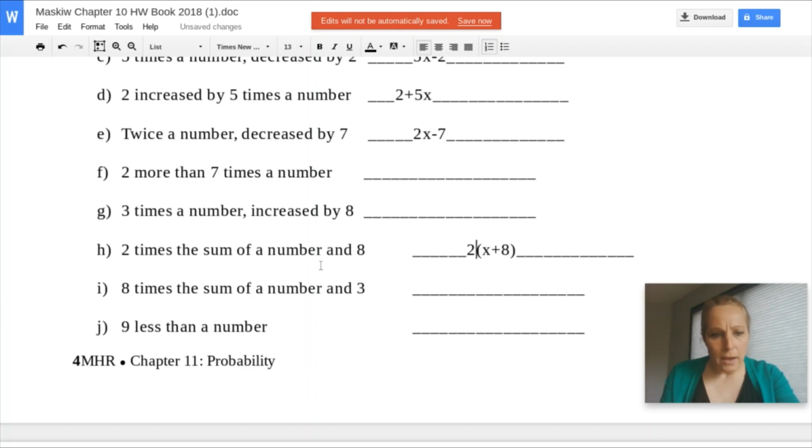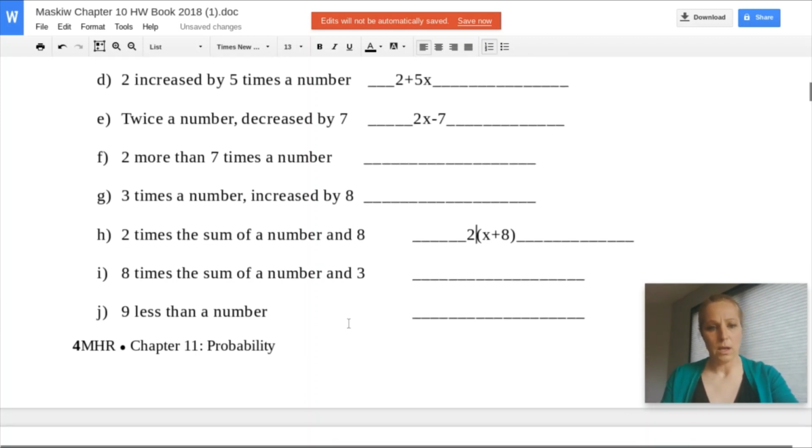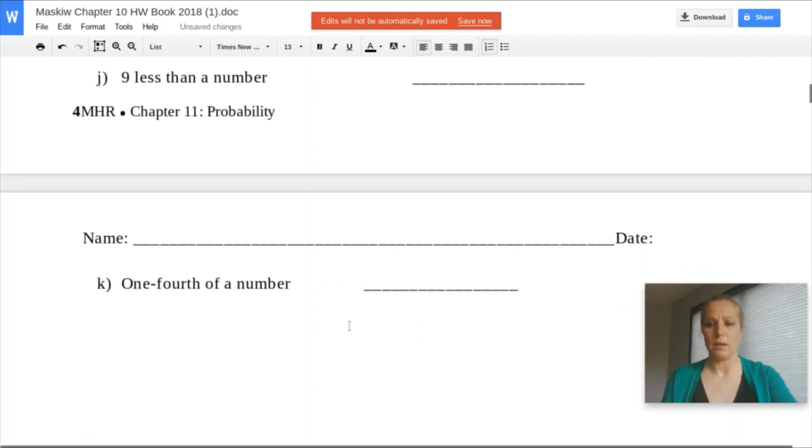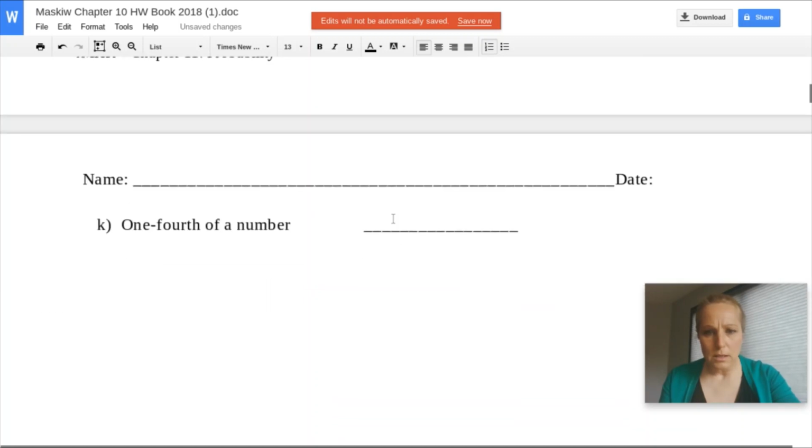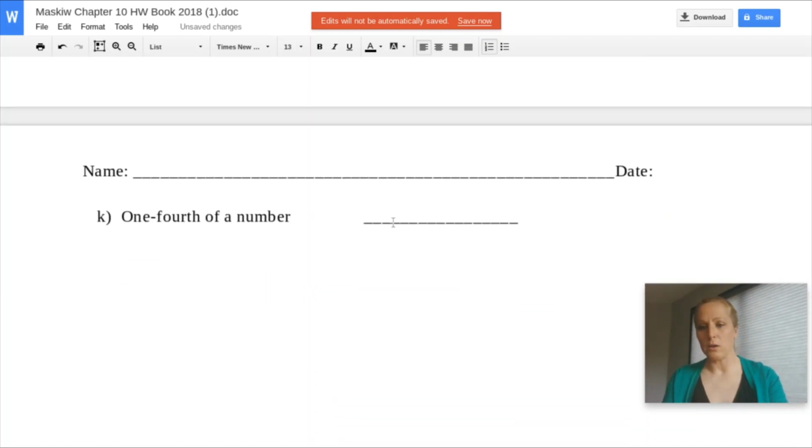Well, that should let you do I on your own and J on your own, and somehow K ended up on the other page for me here, not for you. 1/4 of a number. Well, this one's interesting because I could do it like this. I actually have to put my cursor in there, and for some reason, it doesn't want to go there for me. Well, all right, I'll just explain it then. If I want, I could do 1/4 times x. That would be 1/4 of a number. Or the other option would be to do x over.